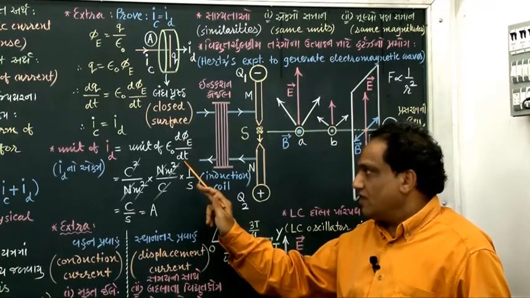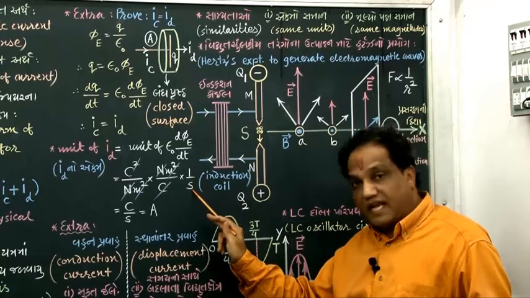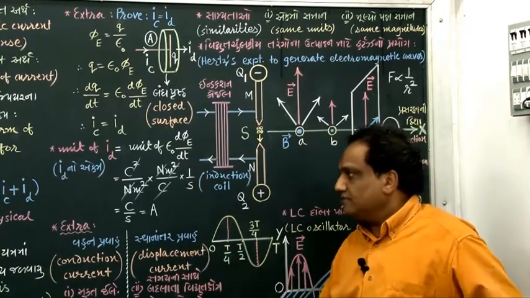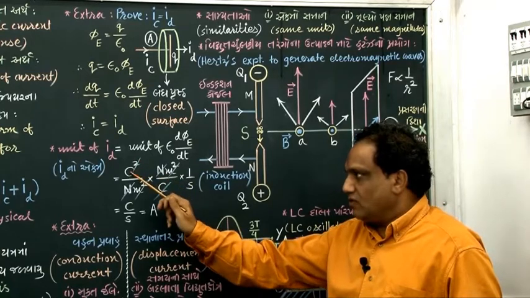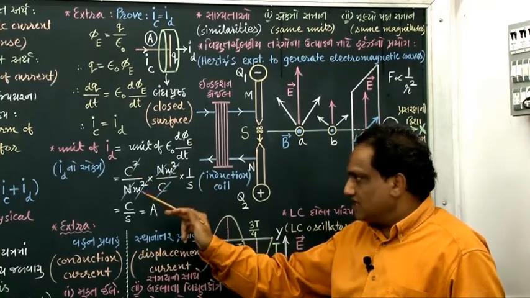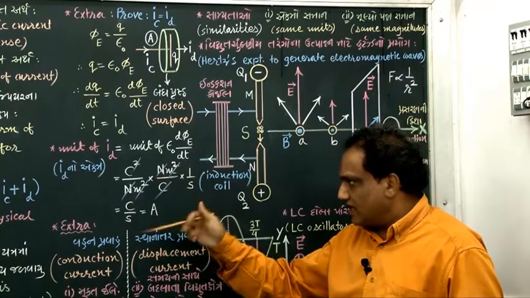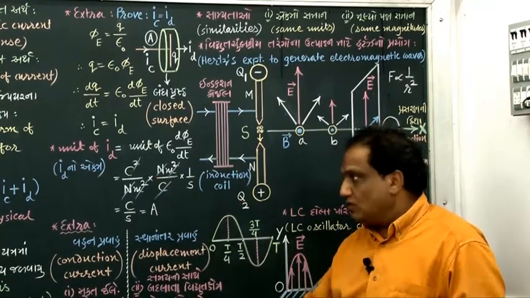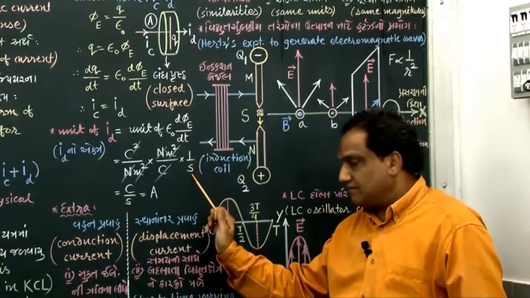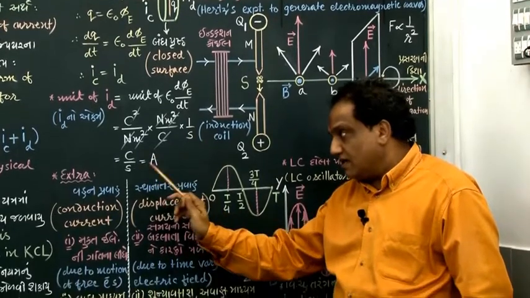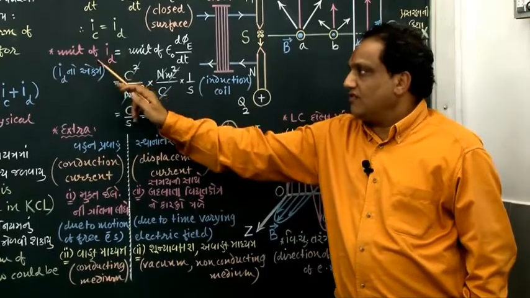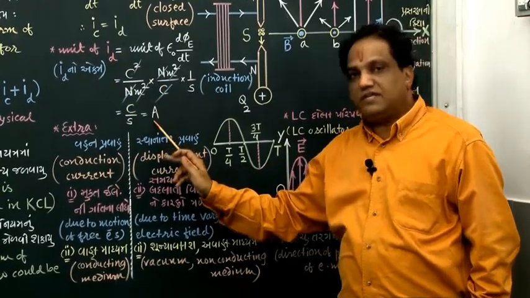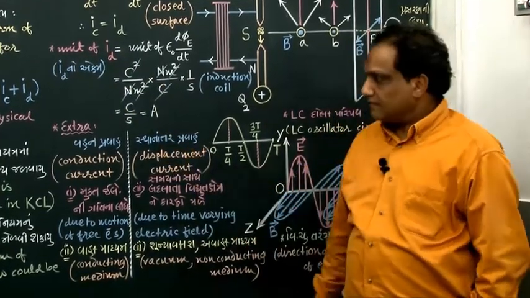Don't forget to write unit of time in the denominator, which is second. Now simplify. 1 Coulomb is getting cancelled, correct? Newton is getting cancelled, meter square also getting cancelled. What is left out? Coulomb upon second. Coulomb upon second is nothing but ampere, correct? So unit of displacement current we have proved it is ampere.